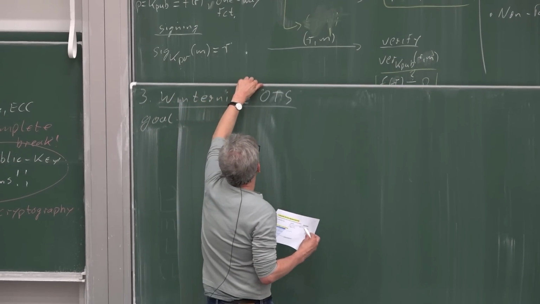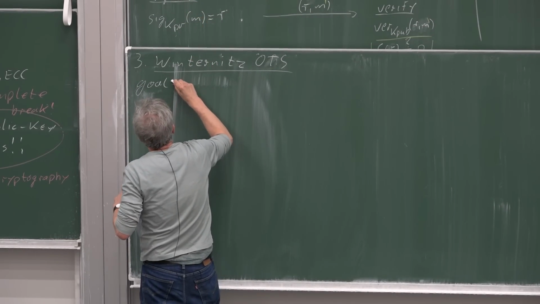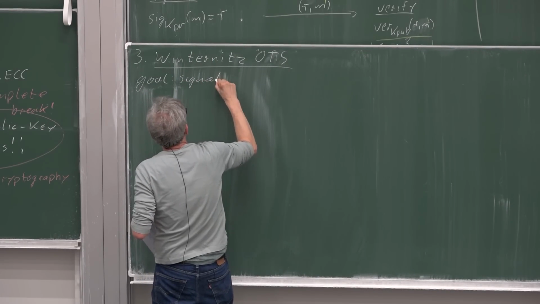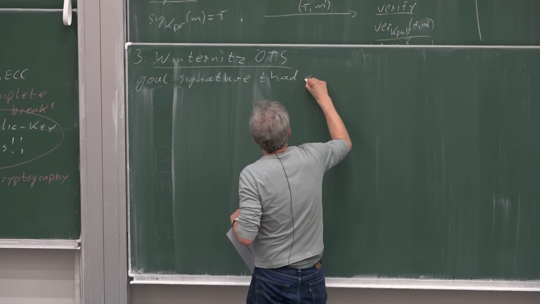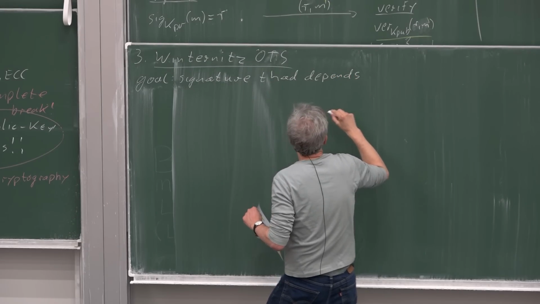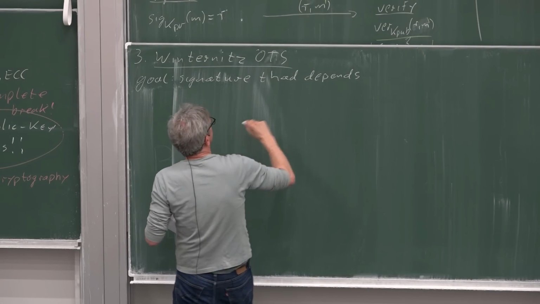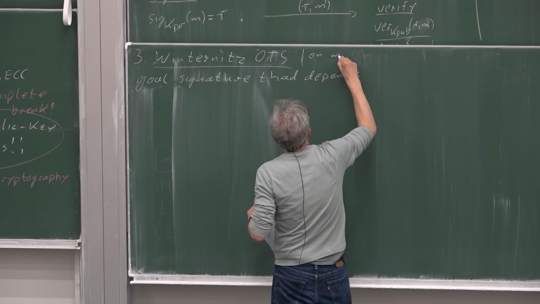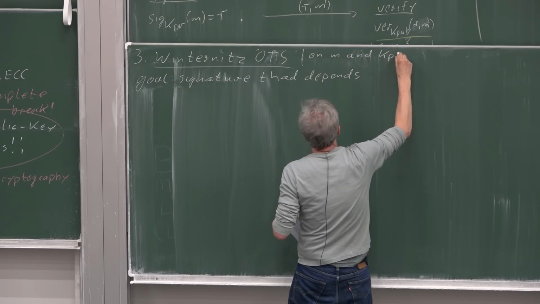So let's fix that. Okay, so the goal is a signature that depends on M and K private.